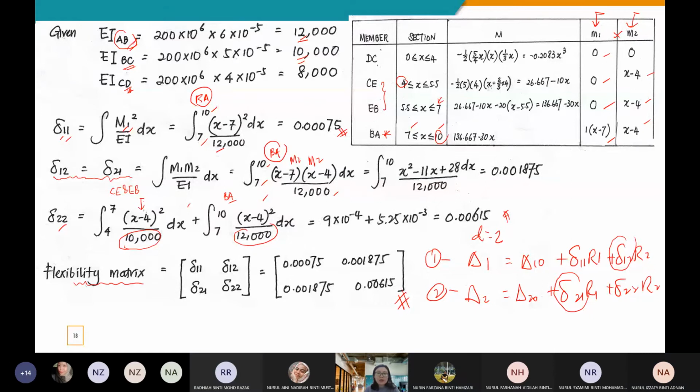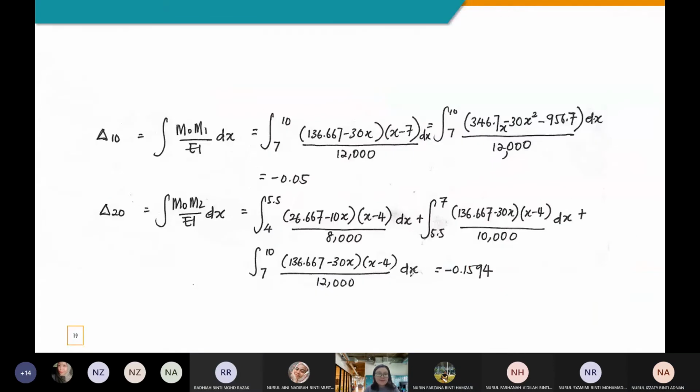So I'm going to the next slide. This is just a repetitive process. I'm not going to explain the details here. But you need to obtain delta 1 naught and delta 2 naught from this equation: how to get delta 1 naught and how to get delta 2 naught.